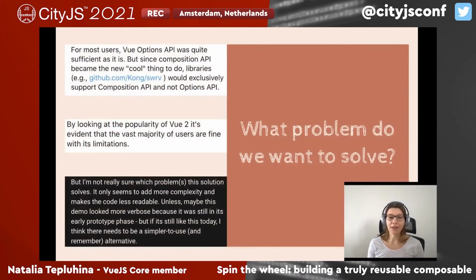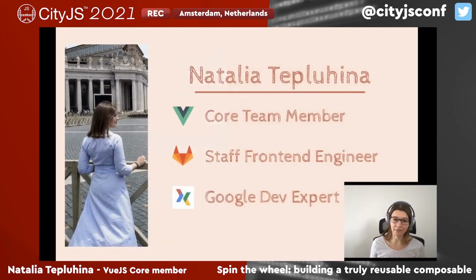When I'm speaking about why, this is a really important problem because I've seen multiple times people asking the same question. Why do we need this new API at all? We were happy with Vue 2 and the Options API, which was previously the main one. What problem are we going to solve with a new API? I will try to answer this in this talk.